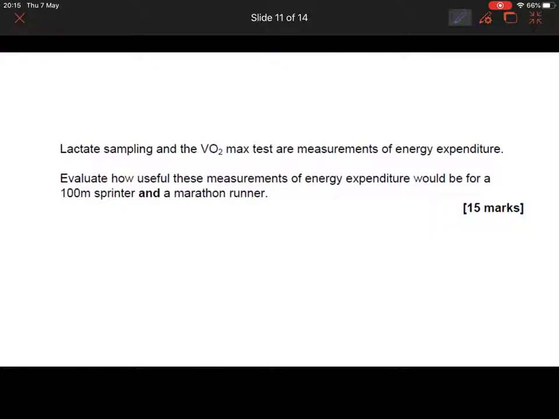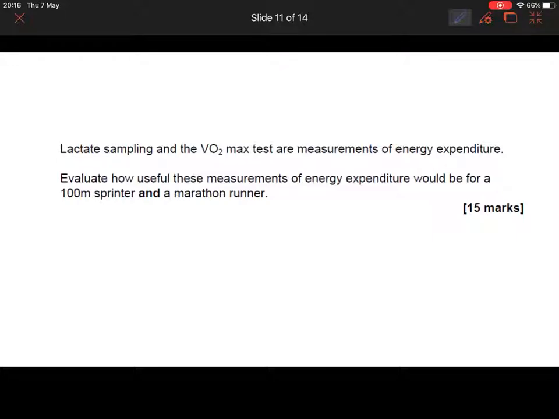The thing also, and it's a rhetorical question, could both of these be used by both athletes? Yes, there may be one test that might be more likely to be used by one and vice versa, but could both a sprinter and a marathon runner do a VO2 max test and lactate sampling? Yes, of course they could. But the likelihood of that happening is less.